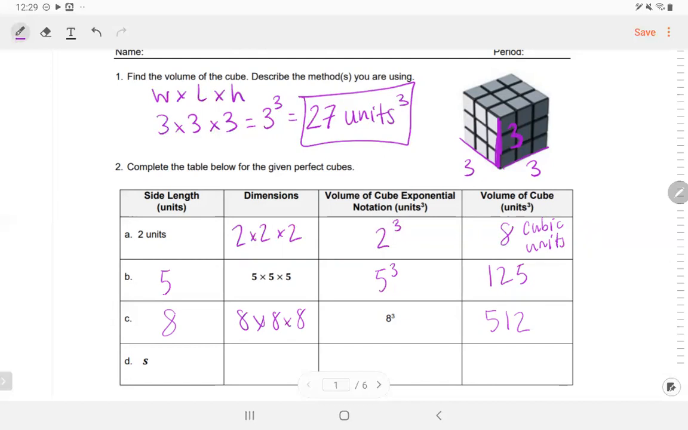If our side length was just s, this could be s, this could be x, it could be any variable. This would just be the side times the side times the side, or side length cubed. And again, the volume of the cube would just be side length cubed.